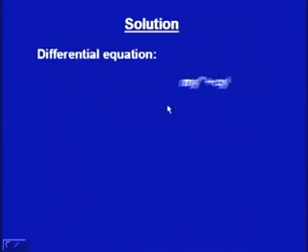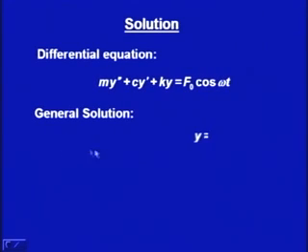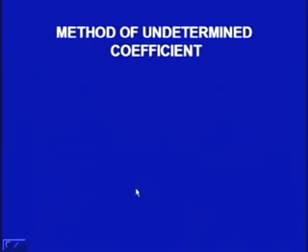So, we have this differential equation. Its general solution is of the form yh plus yp, where yh is the general solution of the associated homogeneous equation m y double dash plus c y dash plus k y is equal to 0, and yp is the particular solution. Now, we will concentrate on this yp.